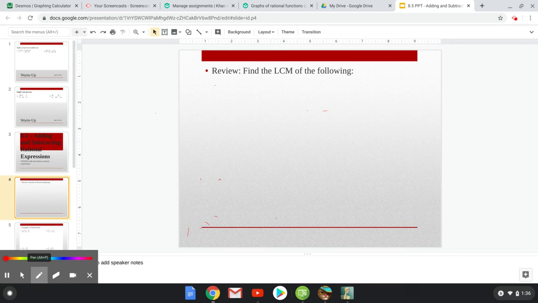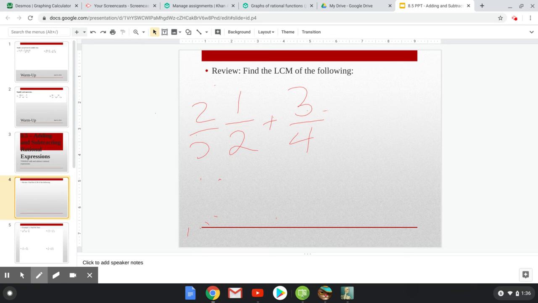So what if one of my denominators is 2 and the other one is, well, let's do a simple version. What if it's 4? Well, then they both divide evenly into 4, so I can just leave the second fraction alone and just multiply this fraction by 2 over 2. I get 2 over 4 plus 3 over 4 is 5 over 4.